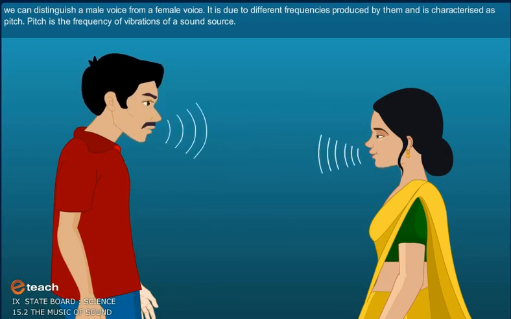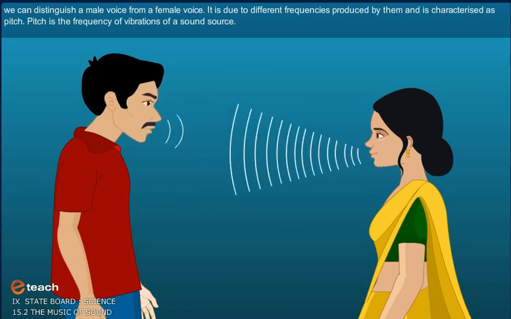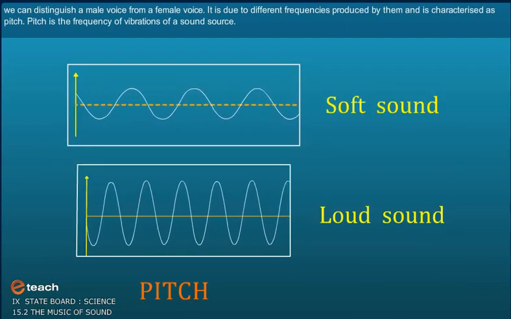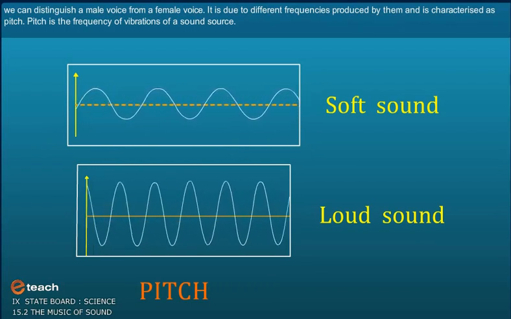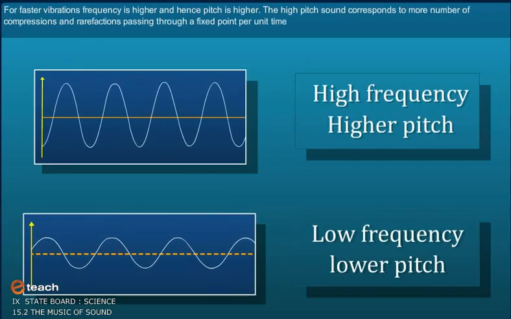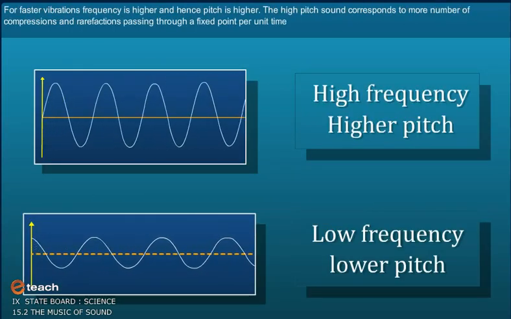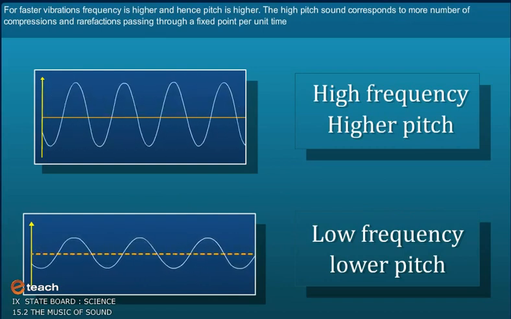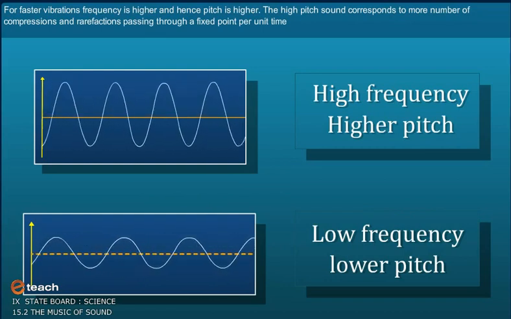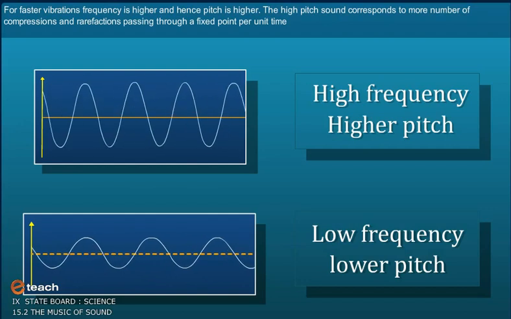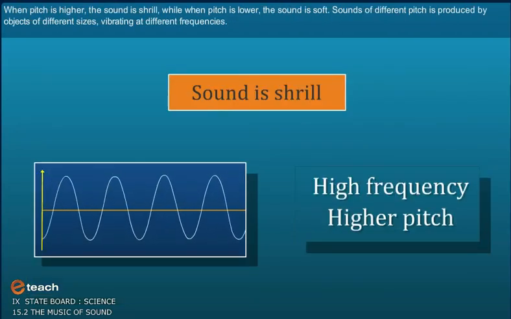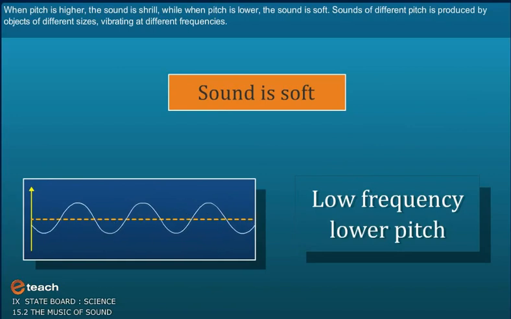We can distinguish a male voice from a female voice. It is due to different frequencies produced by them and is characterized as pitch. Pitch is the frequency of vibrations of the sound source. For faster vibrations, frequency is higher and hence pitch is higher. The high-pitched sound corresponds to more number of compressions and rarefactions passing through a fixed point per unit time. When pitch is higher, the sound is shrill, while when pitch is lower, the sound is soft.